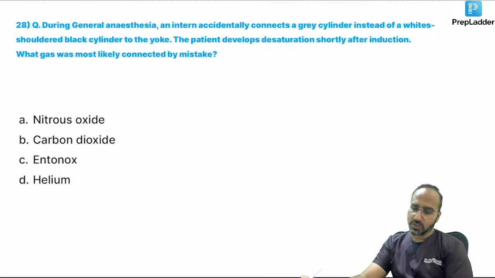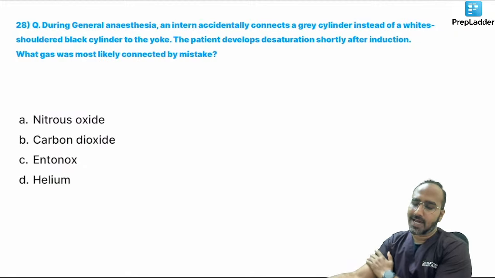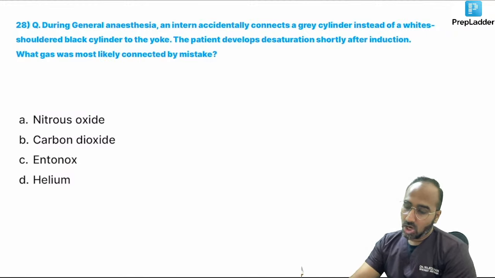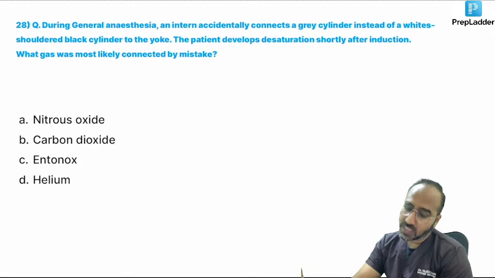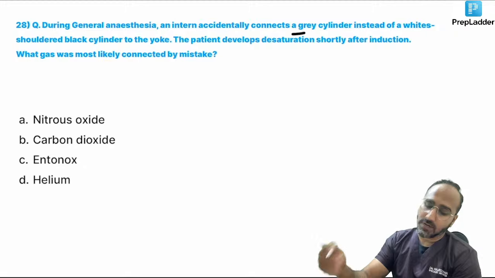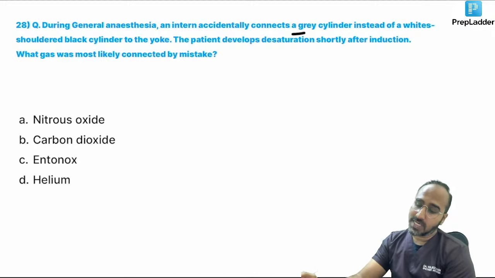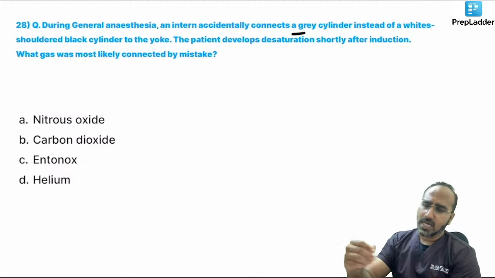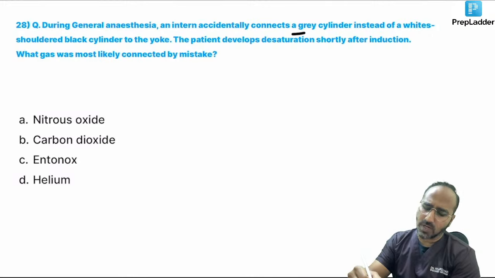Now, guys, coming to the next question. During general anesthesia, an intern accidentally connects a gray cylinder instead of a white-shouldered black cylinder to the yoke. The patient develops desaturation. First of all, guys, accidentally connecting a gray cylinder. We wanted to connect what? A black body white shoulder. Black body white shoulder is what, guys? It's the oxygen cylinder.